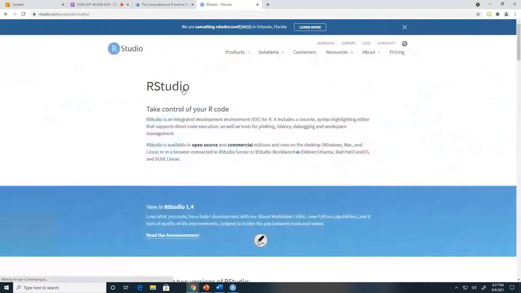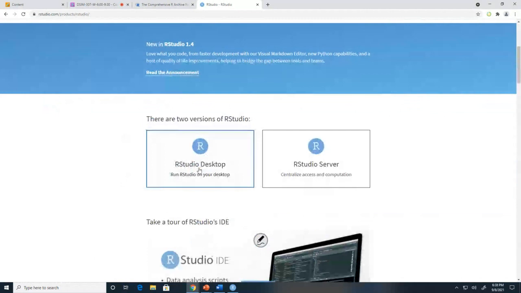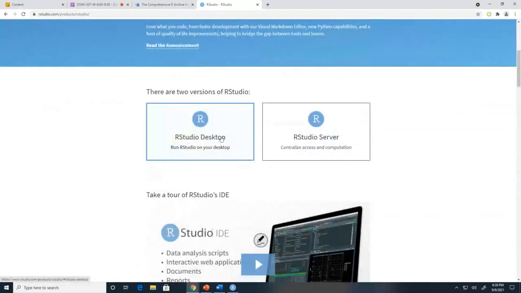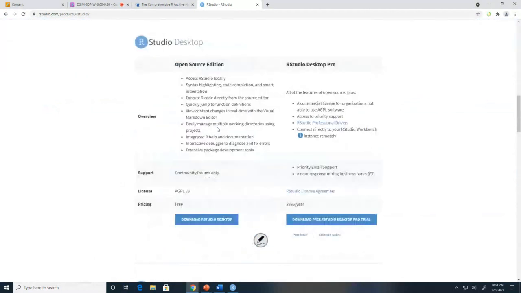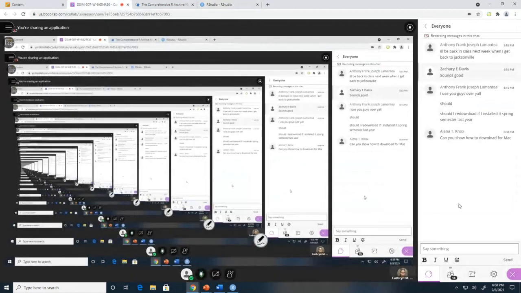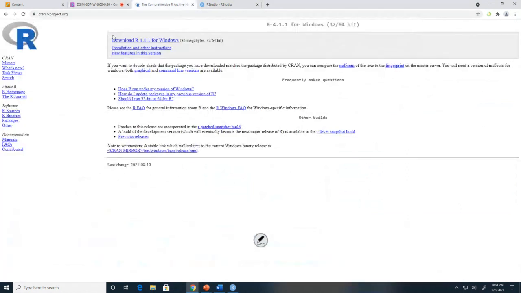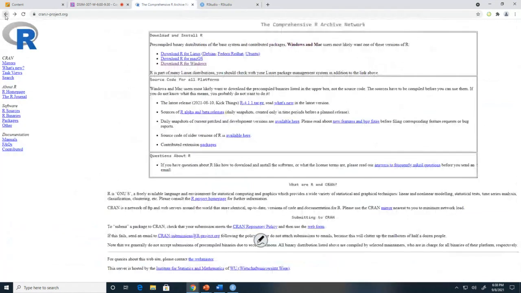Our products, it used to go straight to this page. RStudio Desktop, Open Source Edition. Actually, I've changed the way this looks. So download the free one, RStudio Desktop. I cannot show how to download for Mac. I can go here.